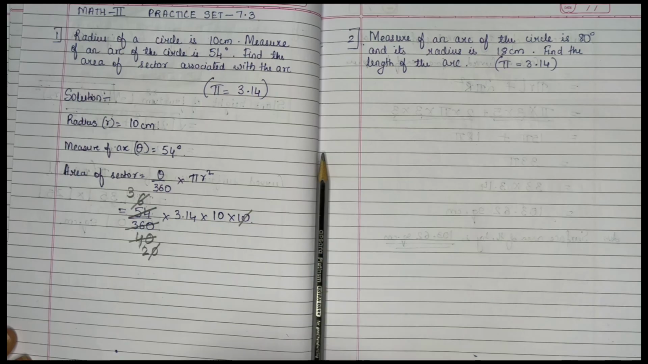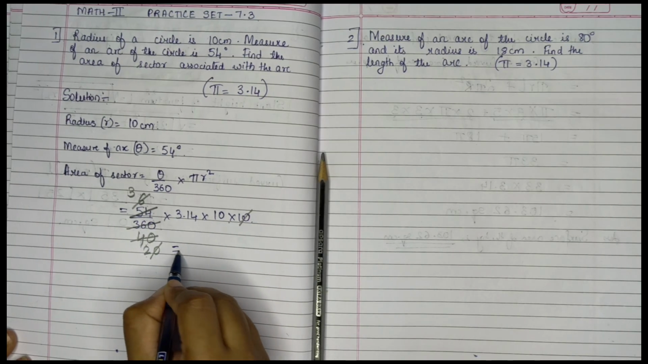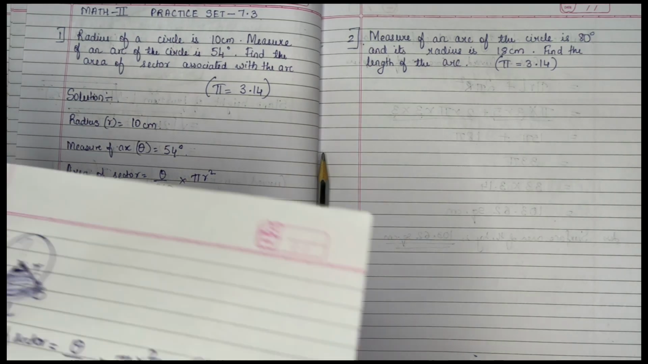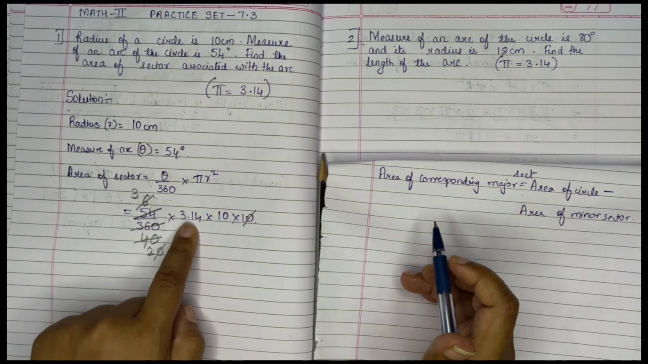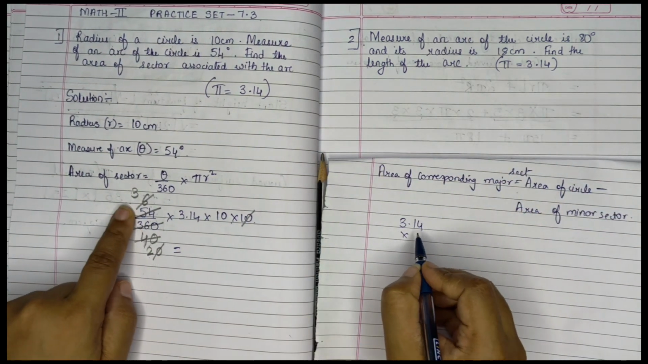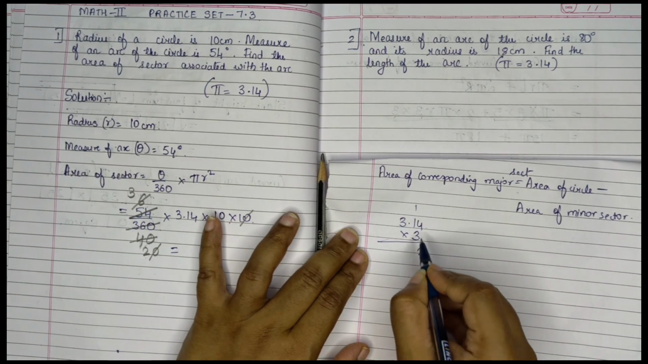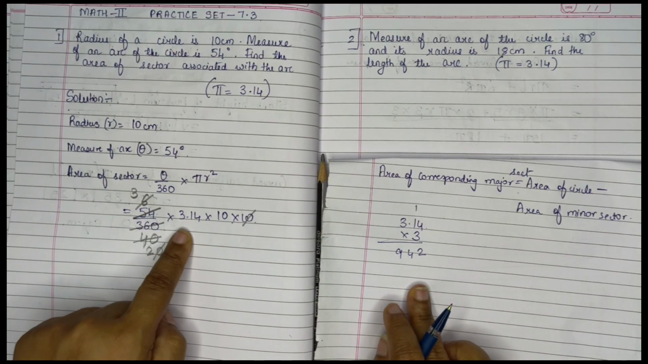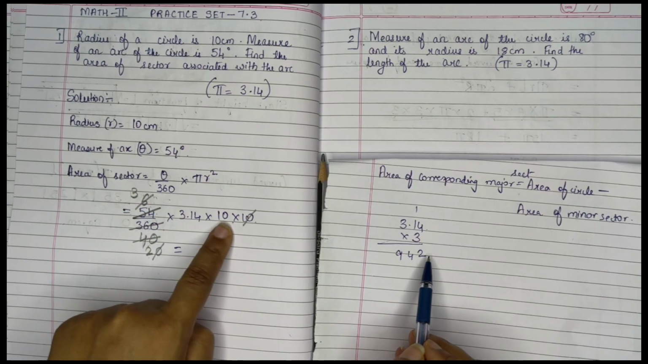Okay. So now what we get? We are going to multiply this and divide it by 2. So multiply 3.14 with 3 first. 3.14 multiplied by 3. 3 4s are 12. 3 1s are 3 plus 1, 4. 3 3s are 9. 942 you get.